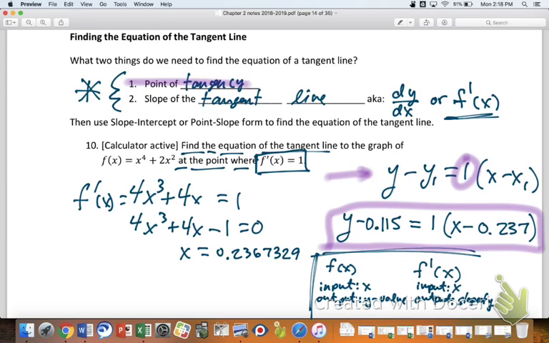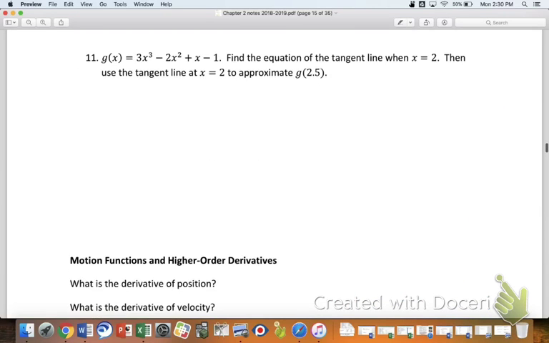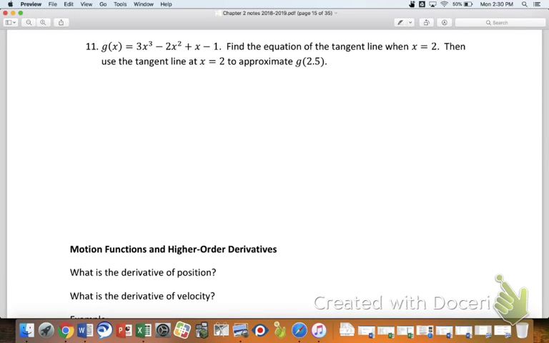All right, let's wrap this up then. Okay, number 11 gives us a g of x. It says find the equation of the tangent line when x equals 2. Then use the tangent line at x equals 2 to approximate g of 2.5.